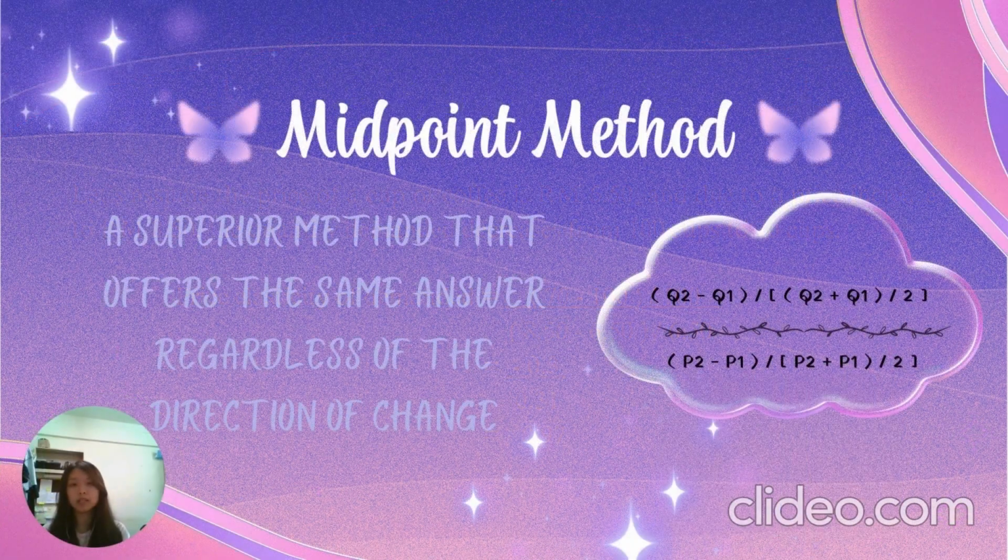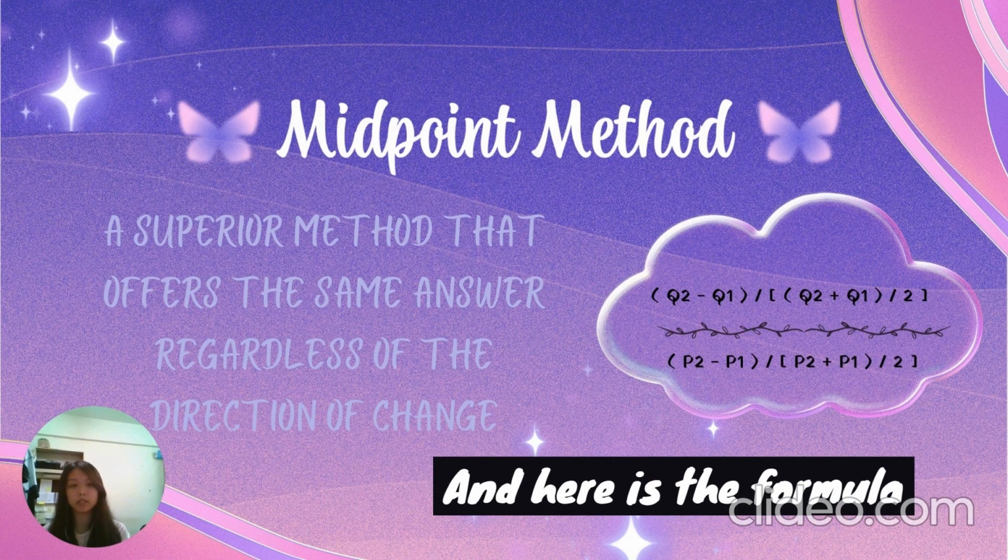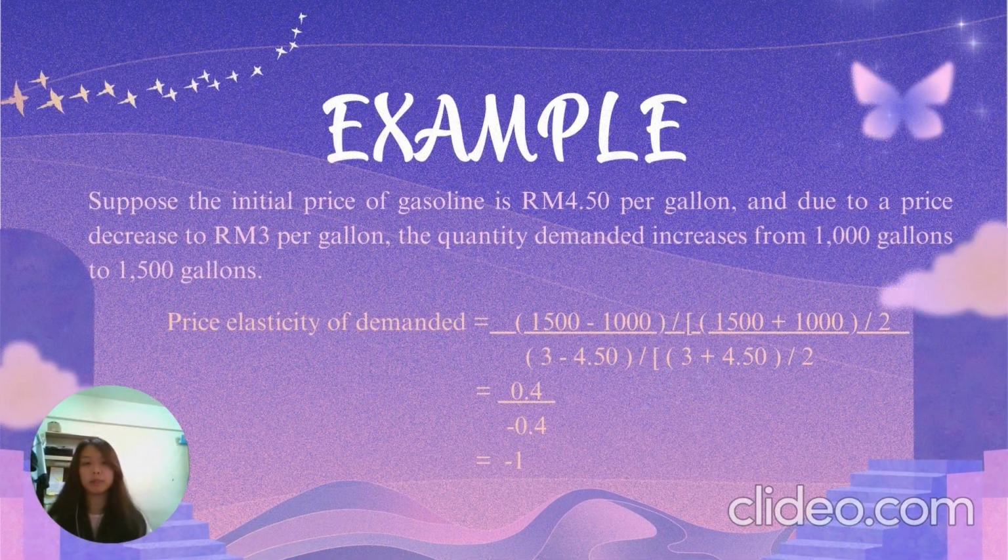Midpoint method means a superior method that offers the same answer regardless of the direction of change. And here is the formula. For example, suppose the initial price of gasoline is 4 ringgit 50 cents per gallon, and due to a price decrease to 3 ringgit per gallon, the quantity demanded increases from 1,000 gallons to 1,500 gallons. So 4 ringgit 50 cents is P1, 3 ringgit is P2, 1,000 is Q1, and 1,500 is Q2.